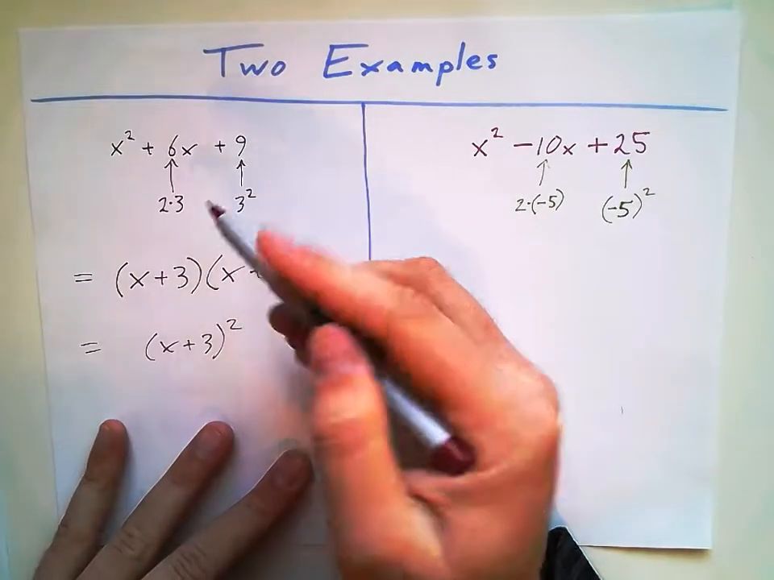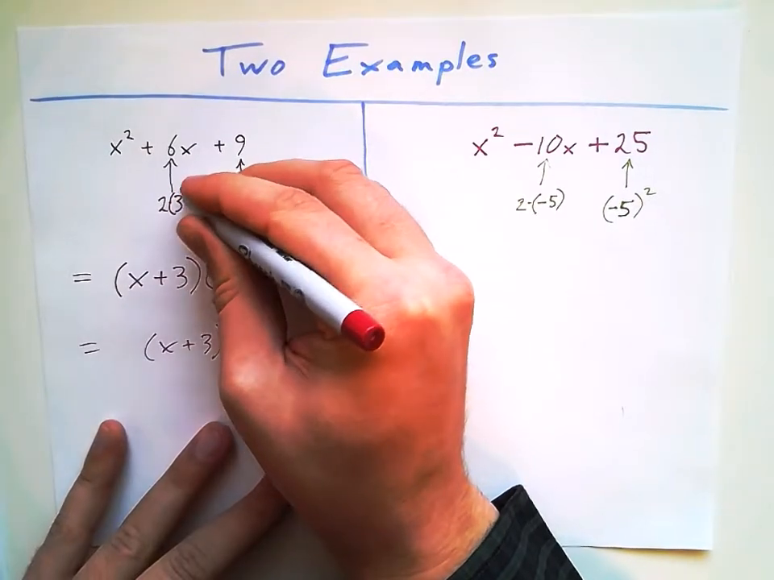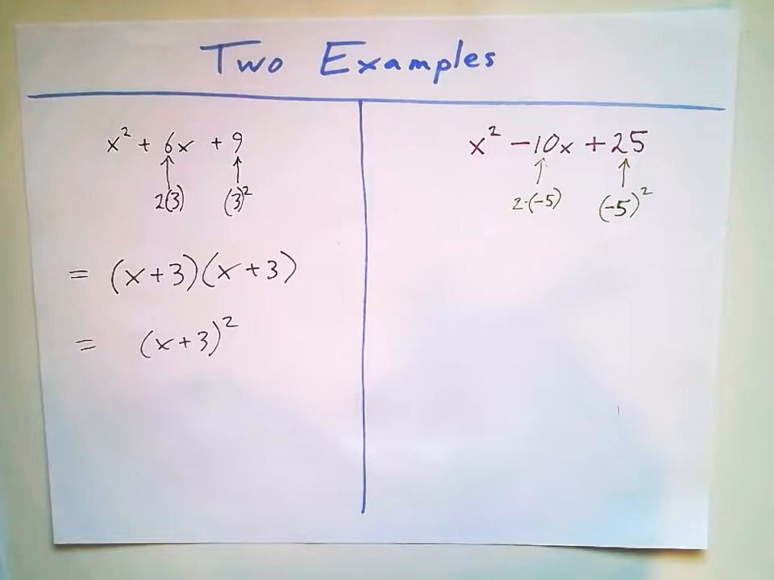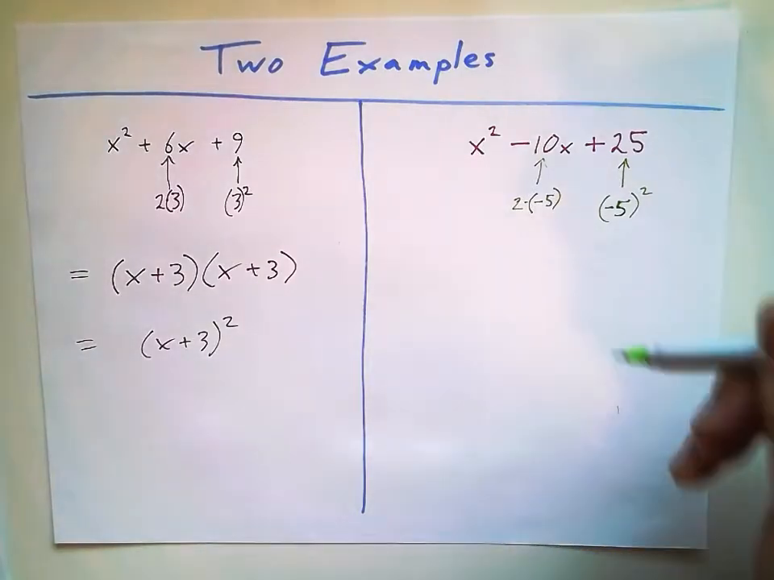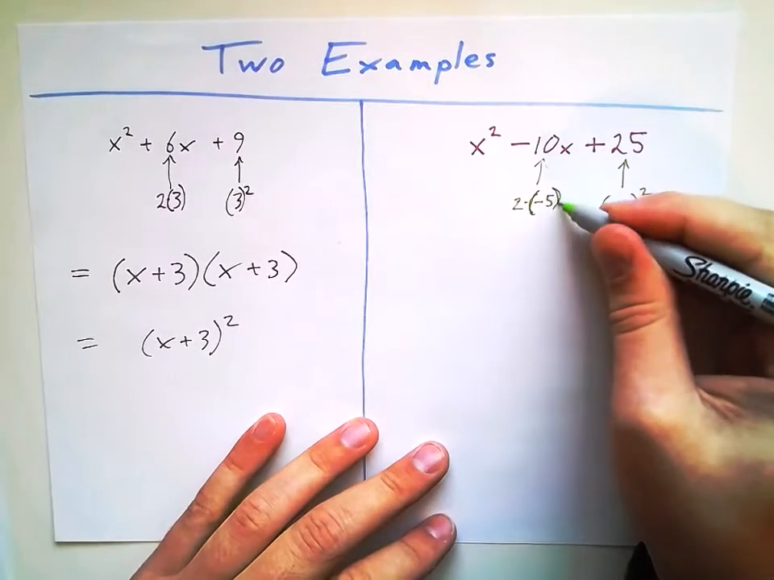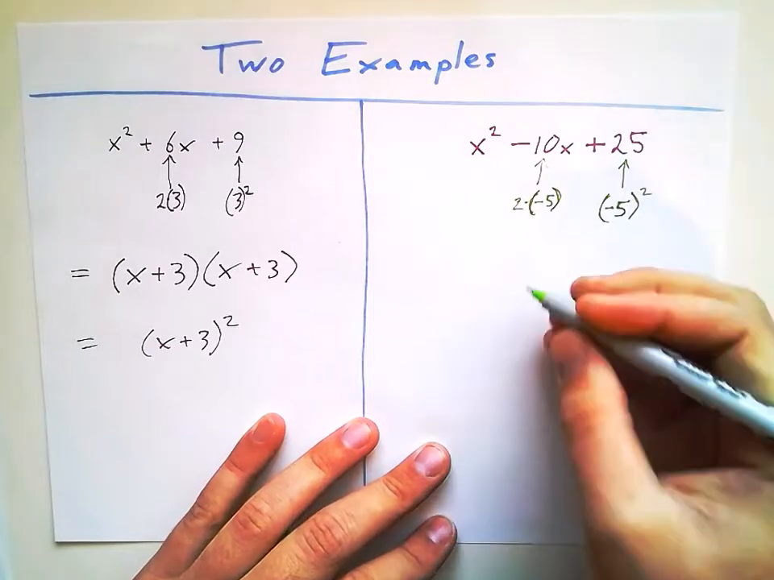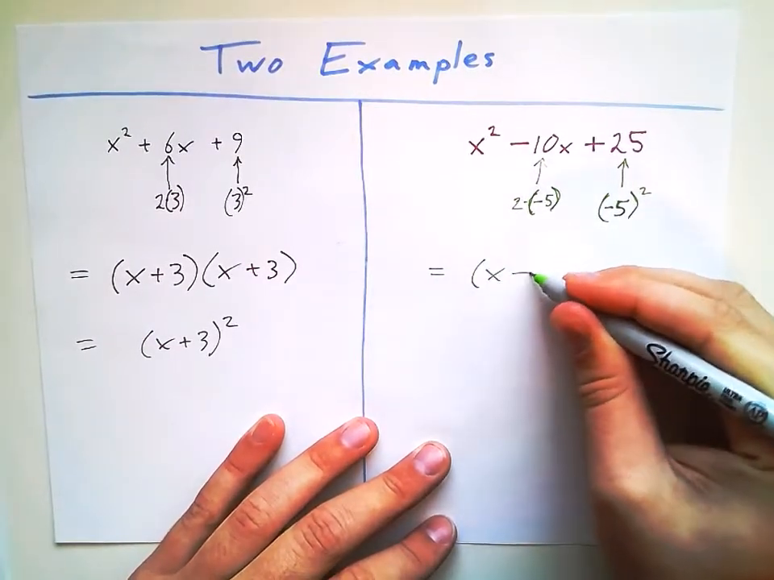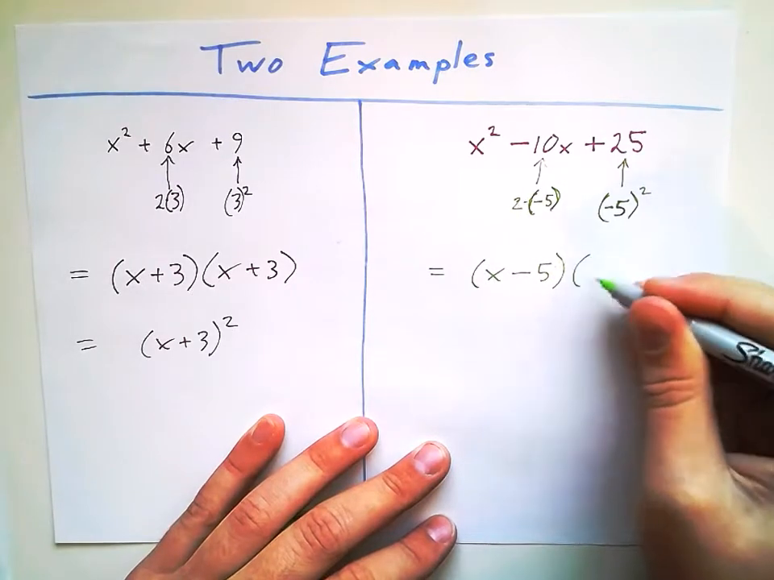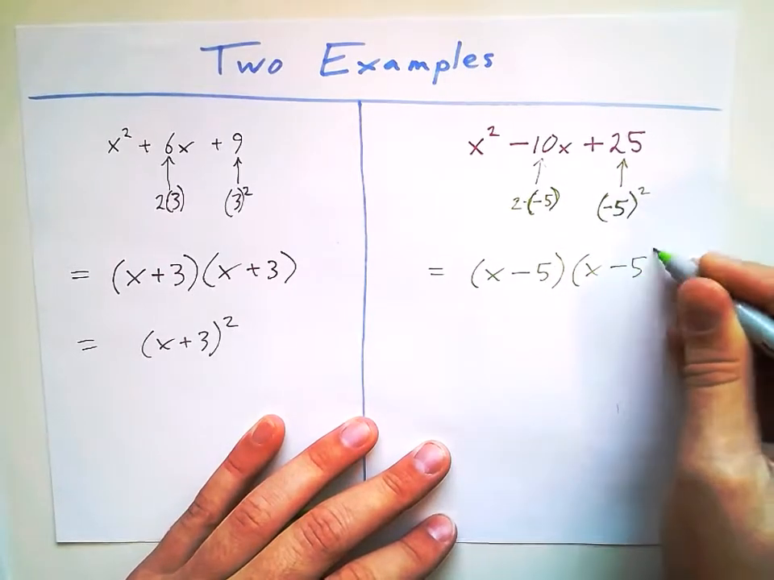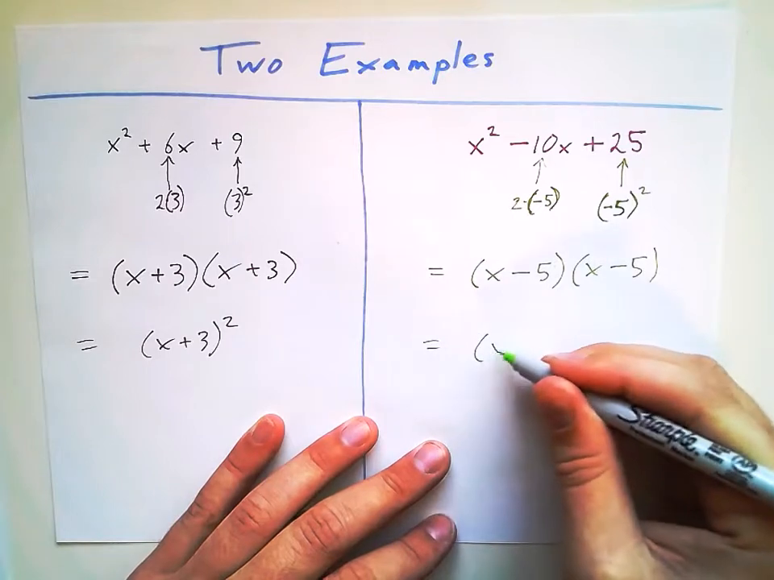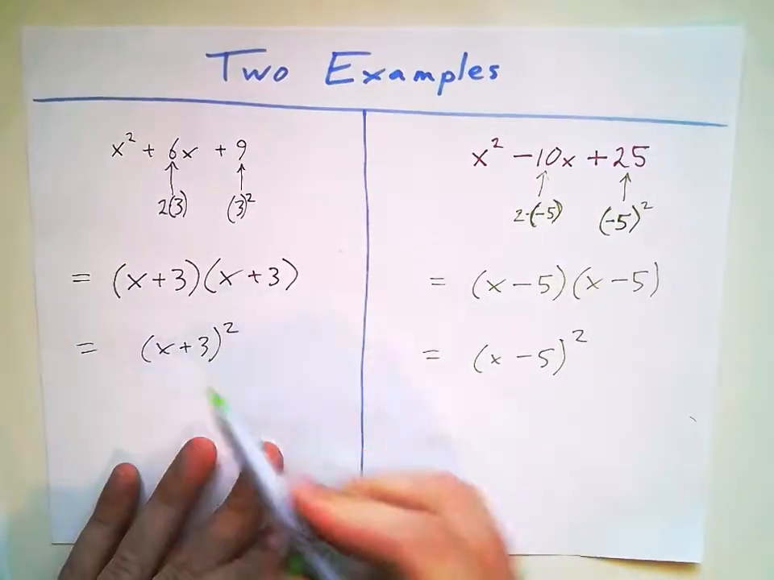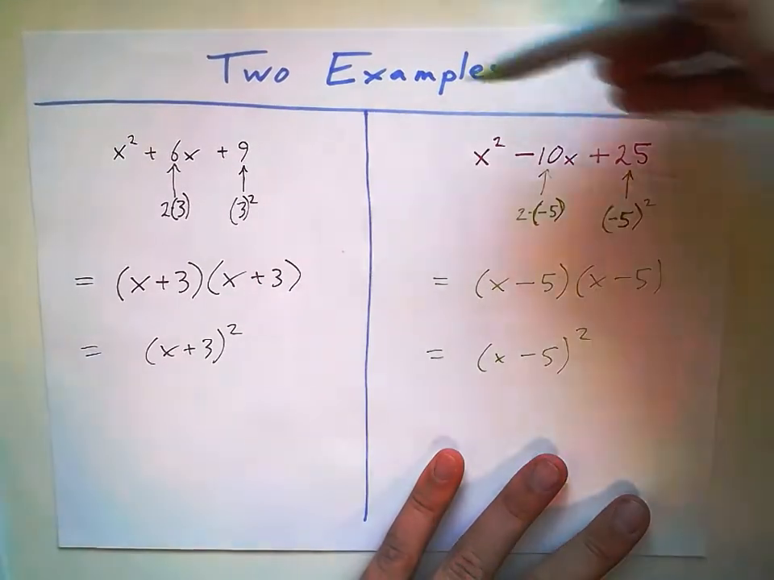So in this example over here, 3 is your A number. In this one here, negative 5 is your A number. So that equals x minus 5 times x minus 5, or x minus 5 squared. And you could multiply those out and they'll give you these.